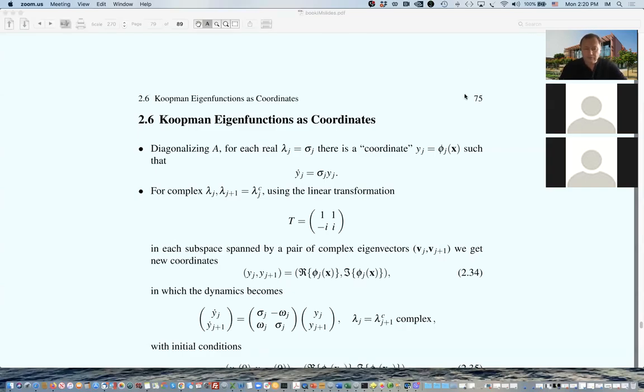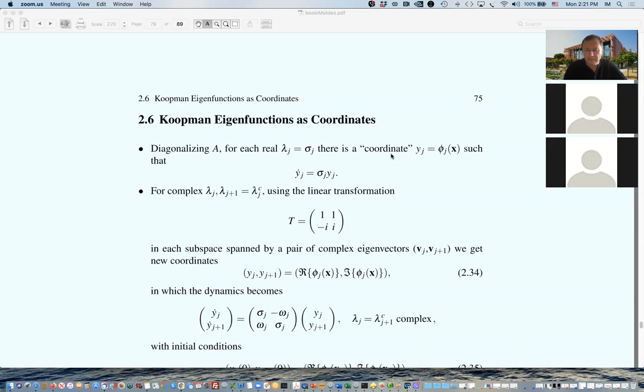So now we're going to discuss the use of Koopman eigenfunctions as coordinates for, in this case, a linear system. We're starting again with x dot is equal to Ax, and A is a constant n by n matrix. And so we're going to diagonalize A. For each real lambda j equal to sigma j, some real number here, that's the jth eigenvalue.